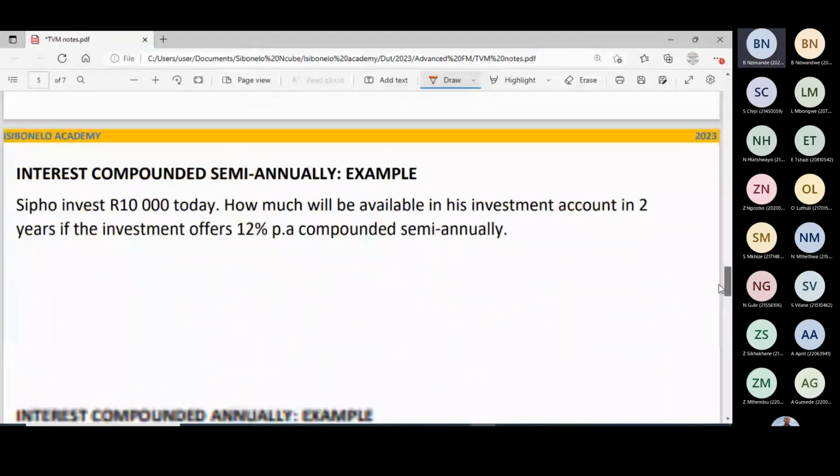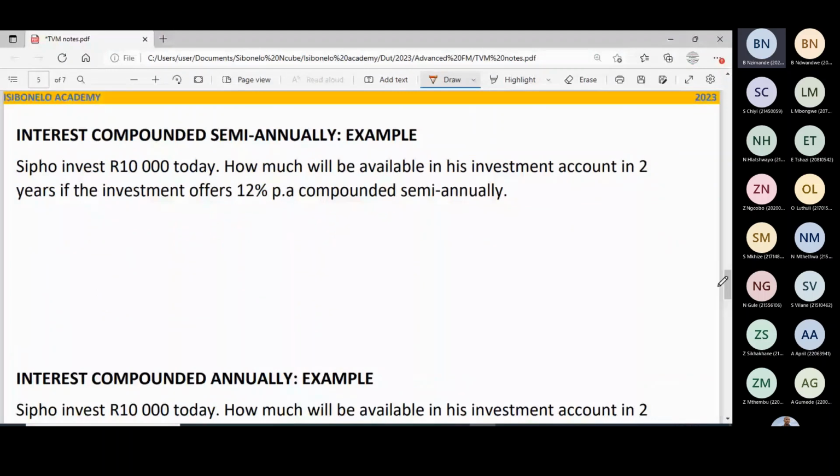Okay, now this one, interest compounding semi-annual. So now, if interest is compounded semi-annual, same thing. Semi-annual, that is half yearly. How many halves do we have in 1 year? Two. So the year is divided into 2 halves. That is correct. So now to determine your I, you put the annual rate and divide by 2. And then to determine your N, you take your years, multiply by 2 as well.